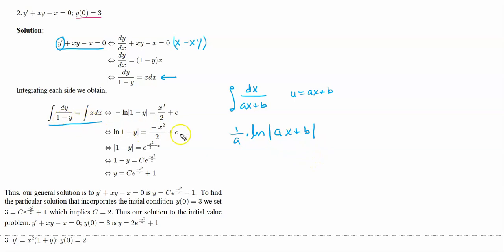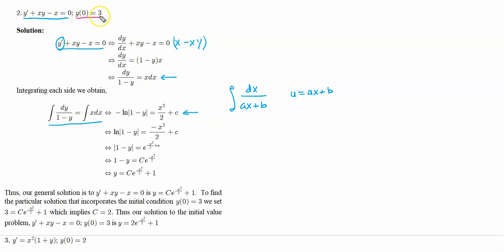So over here the a is -1 and the b is 1. So that's why you get 1 over -1, which is negative, and then you get the absolute value of ax plus b, which in this case is 1 minus y. And then the antiderivative of x is x squared over 2, and we put our arbitrary constant into the right-hand side. We have to include an arbitrary constant on one of the sides, so we put it over here. And there you go. There is the solution to the differential equation right here.